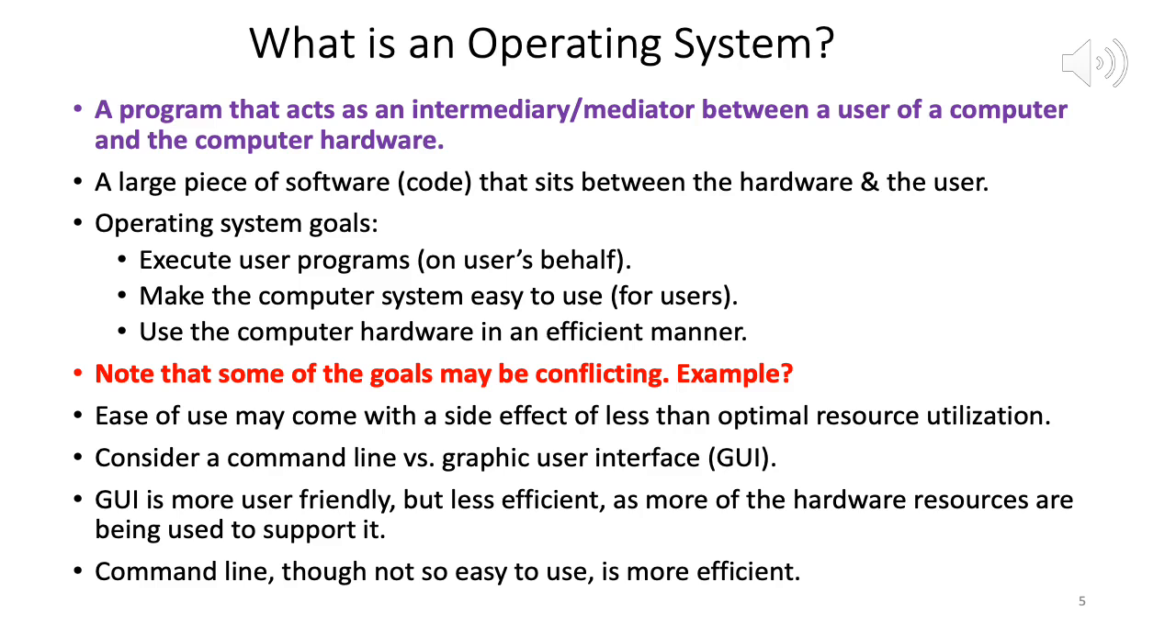So here you can see one of the trade-offs. If you make things easier to use, you're also using more resources. So just like with other engineering problems, you have to balance multiple conflicting goals. You should try to come up with an algorithm that makes a system easy to use, and at the same time also optimizes the usage of hardware resources.